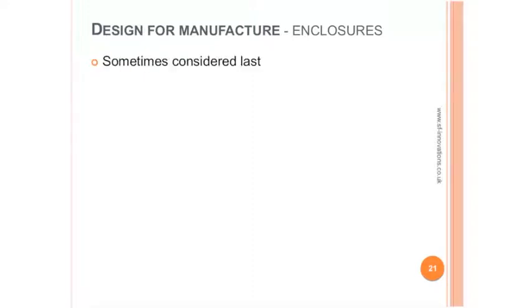Enclosures for the electronic product are sometimes considered last. People tend to produce the prototype and think, oh, what sort of box shall I put it in, which is natural. And sometimes people do not take the cost of the box into account, just the electronics. And depending on what technology, what process you use for the enclosure, this can add significantly to cost.